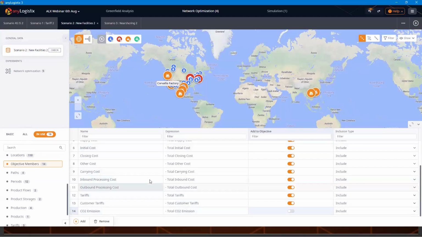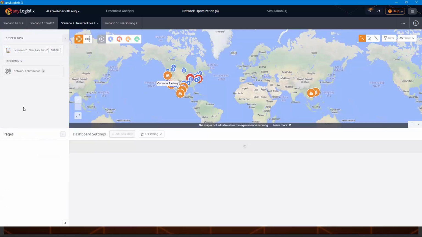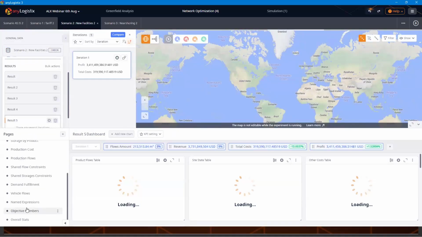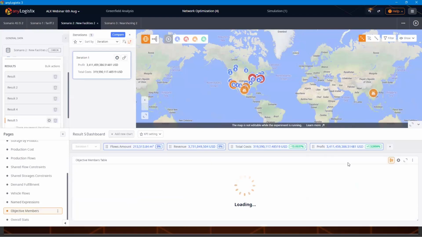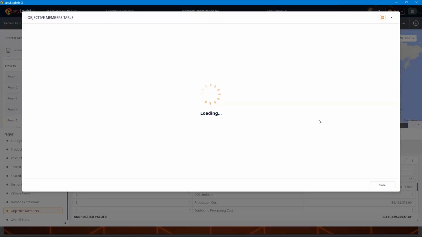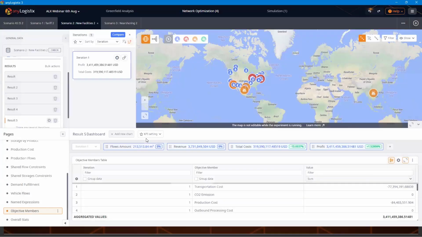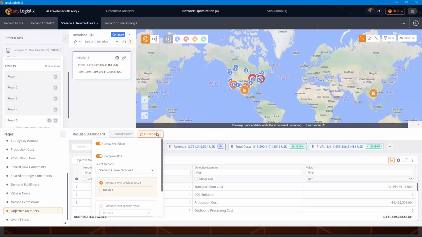Since we have all these objective members there, we will see the same thing in the result. And if we check the numbers, transportation cost is reduced drastically. We can compare the scenario with the tariff 2 scenario.